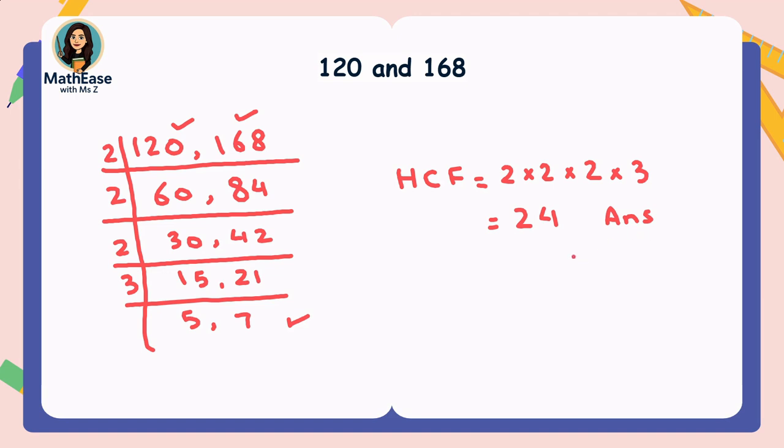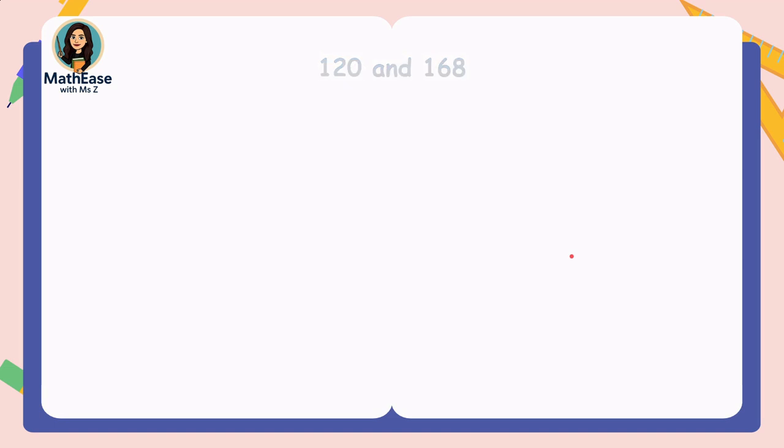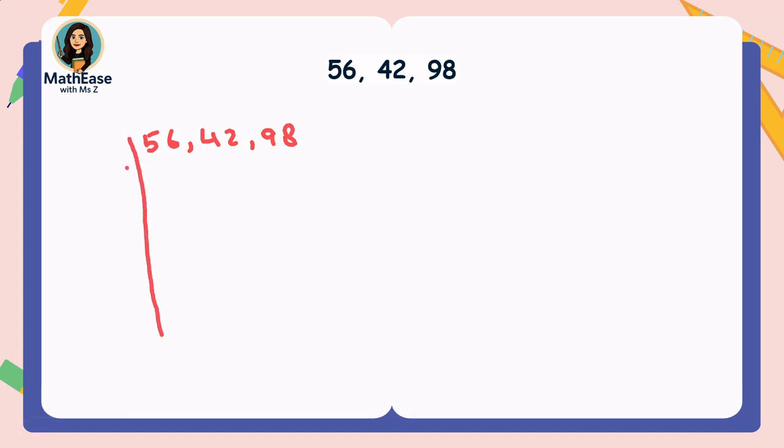Okay, now let's make things even more interesting. But this is the last one, I swear. Let's find the HCF of 3 numbers at the same time: 56, 42, and 98. We'll write 56, 42, and 98 and make the lines like we always do. If you've noticed, all 3 numbers are even. So we're lucky right now, and we can divide all of them by the number 2.